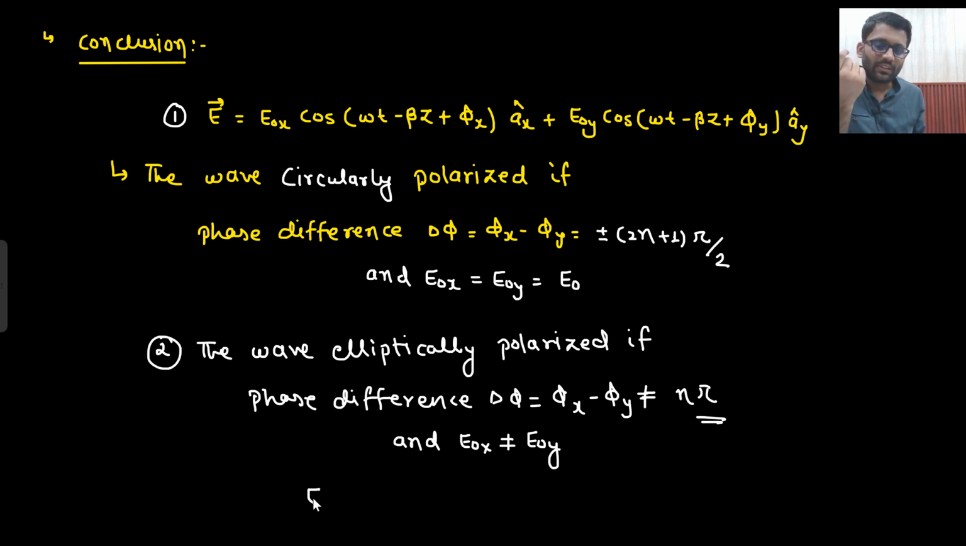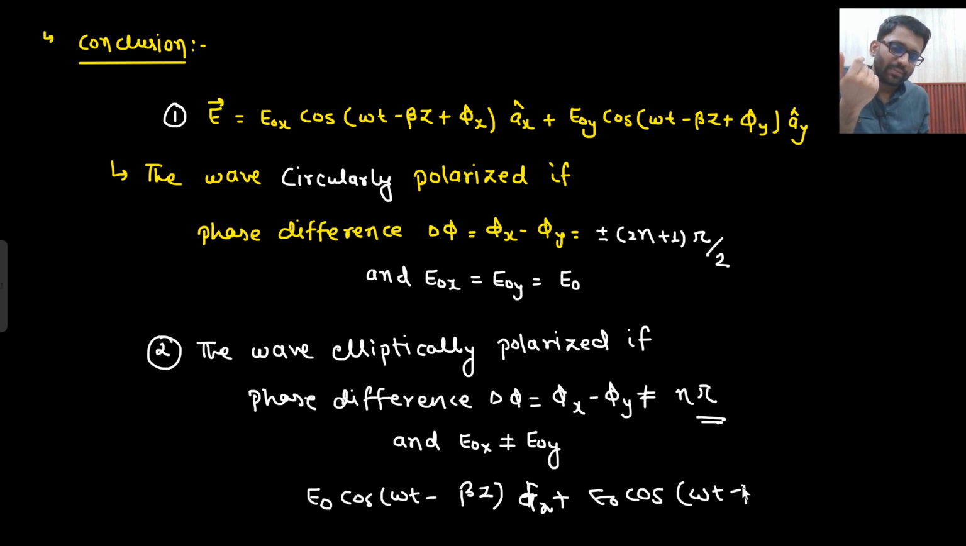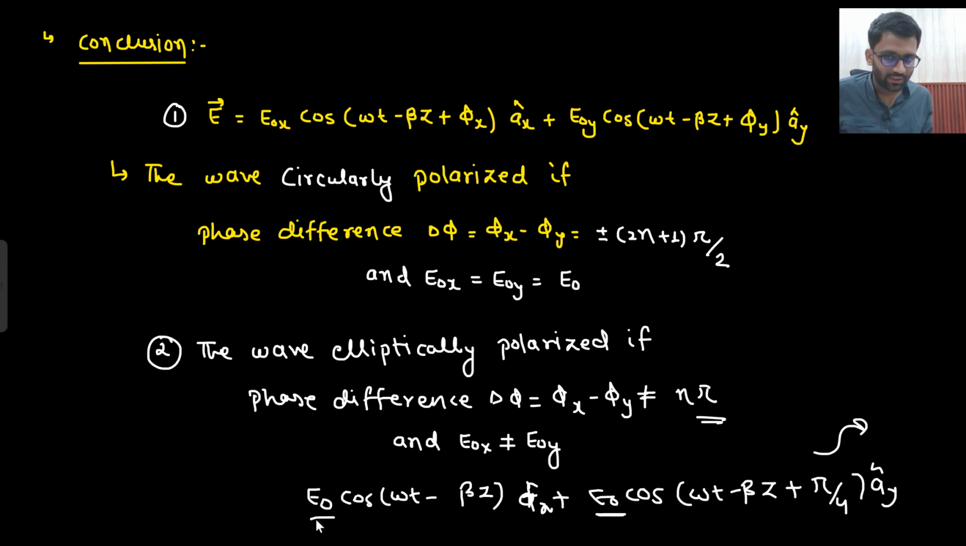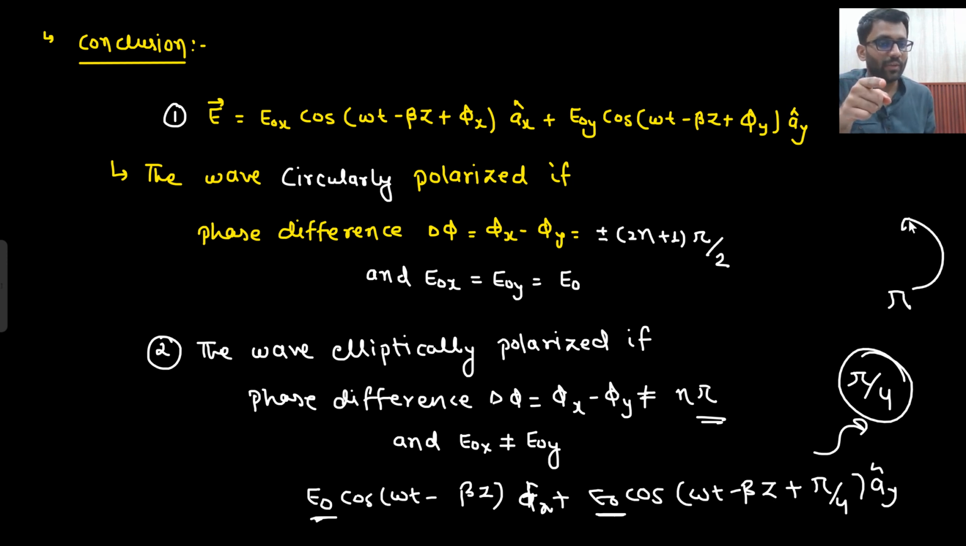Because even for this condition as well, like E naught cos(omega t minus beta z) ax cap and E naught cos(omega t minus beta z plus pi by 4) ay cap, here as well it will be elliptically polarized. Although this E naught is the same, still it is elliptically polarized. Why so? Because the phase shift is pi by 4. If the phase shift was pi, then it would have been linearly polarized. If the phase shift was pi by 2, then it would have been circularly polarized. But if any other phase shift is there, then certainly it is elliptically polarized.